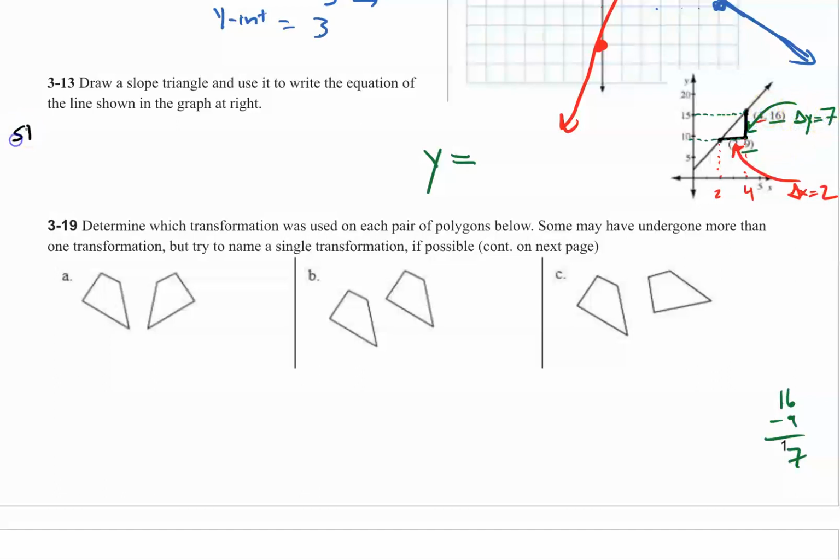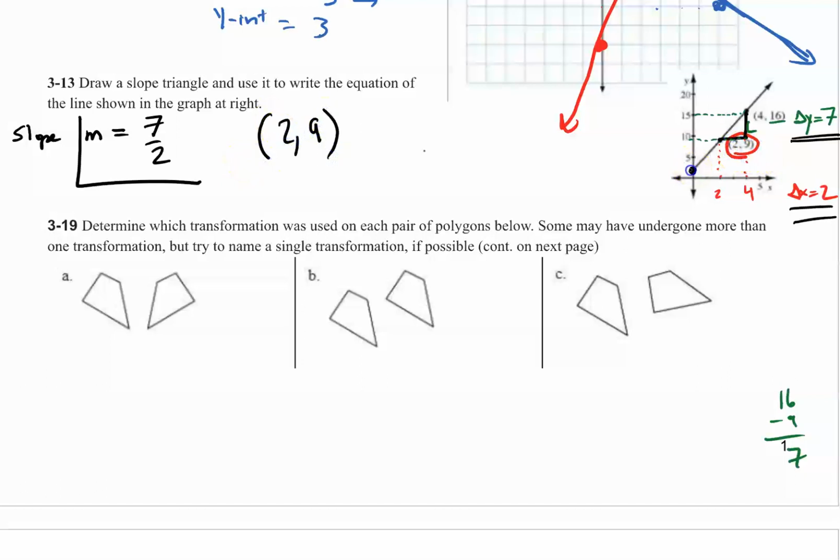To calculate the slope from the triangle, they use the letter m. M is equal to rise divided by run. Alright, and then next what you need to do is pick one of the points. You've got 2 points. Let me pick the one with the smaller numbers, so (2, 9).